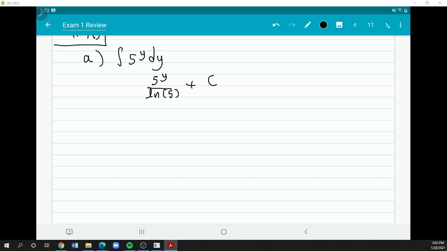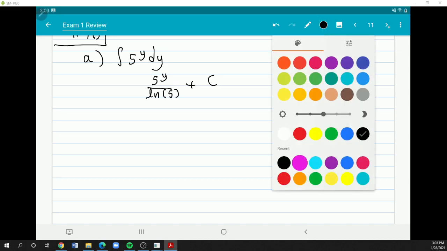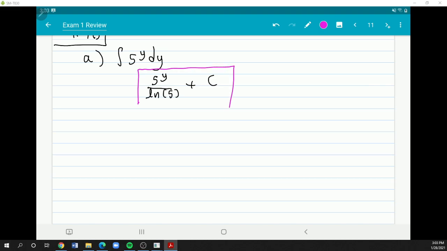When I integrate an exponential function, I divide by log of the number and then add c. And that's all there is to a. So since we had an easy one, that means the next two have to be harder, and that turns out to be the case.